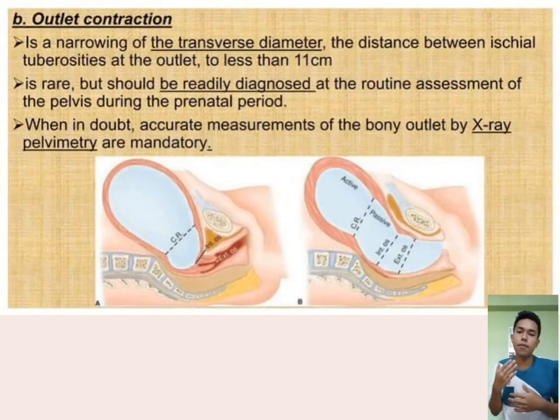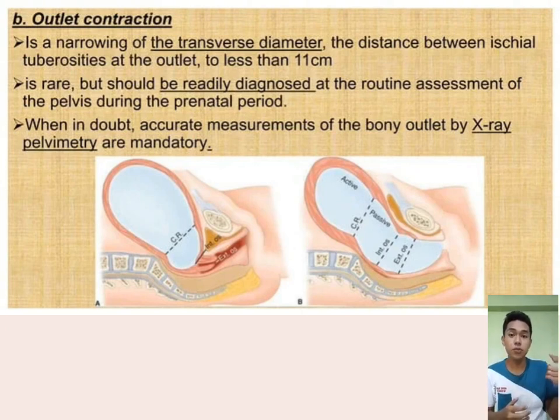So next, my topic is all about outlet contraction. When we say outlet contraction, it is the narrowing of the transverse diameter, the distance between the ischial tuberosities at the outlet, to less than 11 cm.